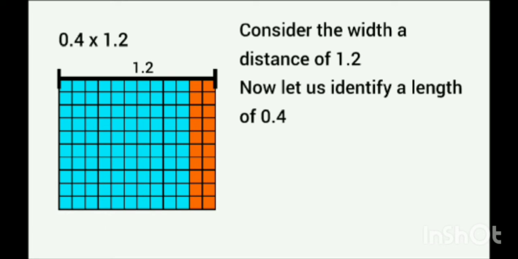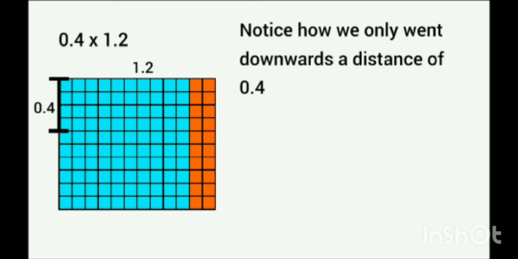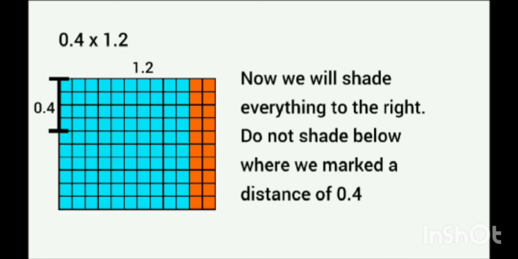So basically, we are only trying to figure out what part of 1.2 is. So that means we are only going to shade part of the model that we see. Okay, so what we have to do now is mark off 4 tenths that would represent the length of our rectangle. So we are not allowed to shade anything below that point.